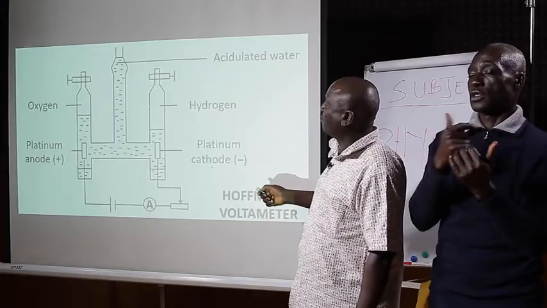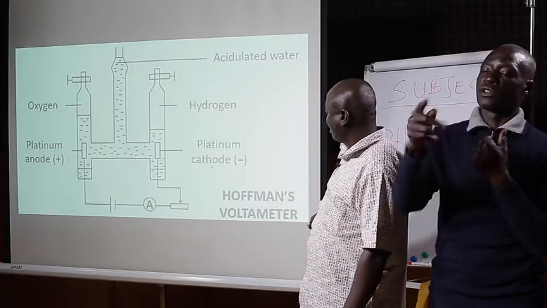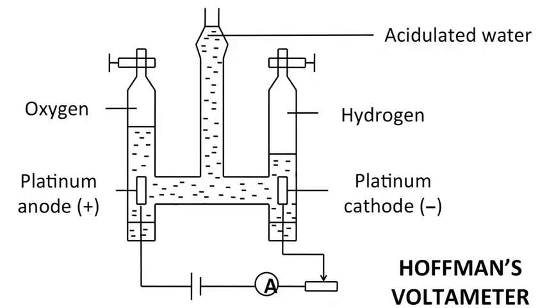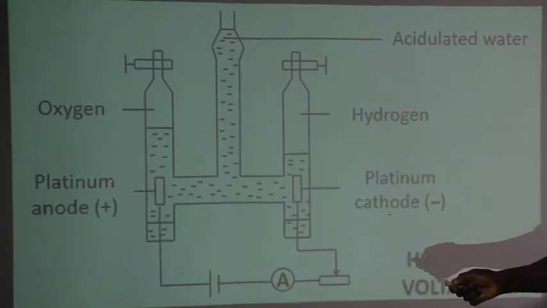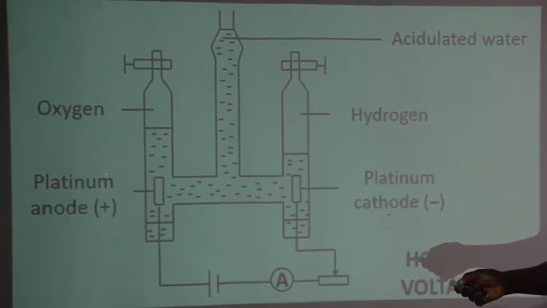Now here we have the Hofmann's voltameter. This is the setup for the electrolysis of an acidulated water. Here we have the two tubes. This is our water reservoir. Here we have our platinum cathode, which forms the negative pole. Here we have our platinum anode, which is our positive pole.